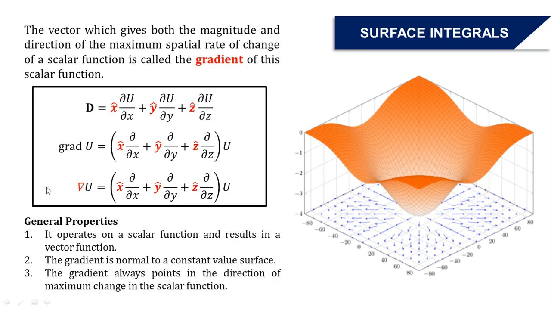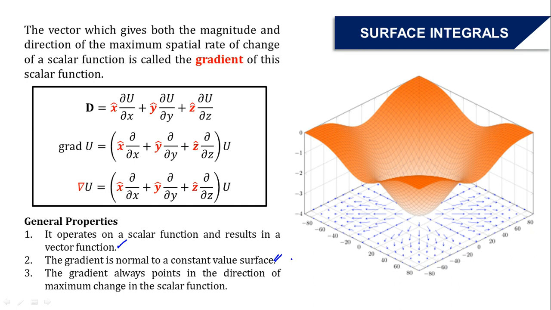So, the gradient has these general properties. So, first, it operates on a scalar function and results in a vector function, na banggit ko na to kanina. Second, the gradient of u is normal to a constant value surface. Okay? So ginagamit natin to identify kung saang direction yung vector field. Kaya lumalabas na sinusundan pa rin niya yung right-hand rule.